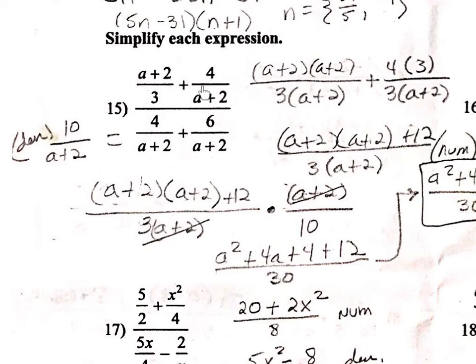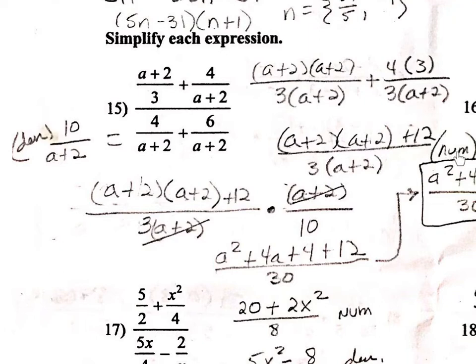And then on this side, I need to multiply this fraction by this one's denominator. So times 3 over 3. So I got 4 times 3 over, and now I have a common denominator, 3 times a plus 2. So here it is. So I can combine these. I get a plus 2 times a plus 2 plus 12 over 3 times a plus 2. So this is going to be my numerator.